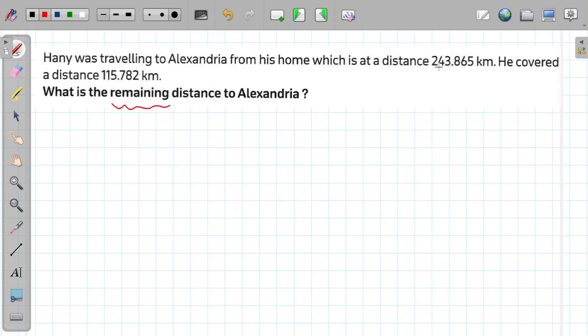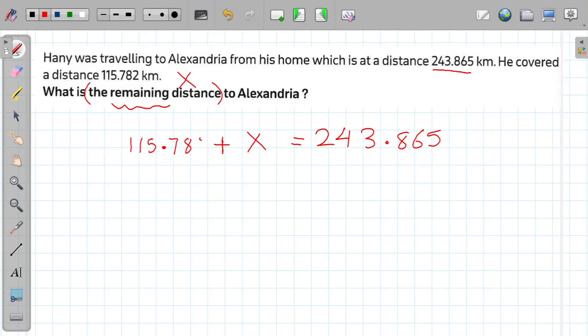So the total distance here is 243.865, okay? So I will write it as a total point or as a total number, okay? So I will use the addition operation like this, and I will say the total will be 243.865, okay? And I don't know the remaining distance, so I will replace that with x, okay? So it will be x plus the covered distance, which is 115.782. So I want to find the value of x, okay?